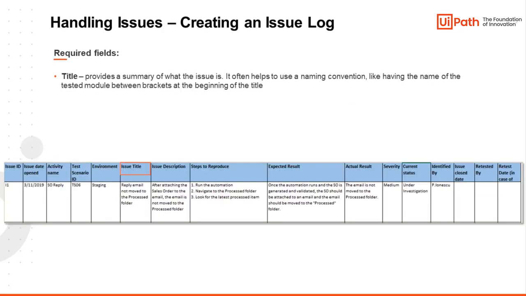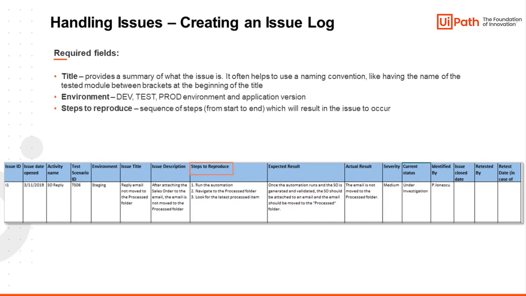Title, which provides a summary of what the issue is. It often helps to use a naming convention, like having the name of the tested module between brackets at the beginning of the title. Environment. As differences between environments can vary widely, sometimes issues present in one environment are not reproducible in another. Environment types like dev, test, prod, and application versions are included here. Steps to reproduce. Describing the sequence of steps from start to end which will result in the issue to occur.